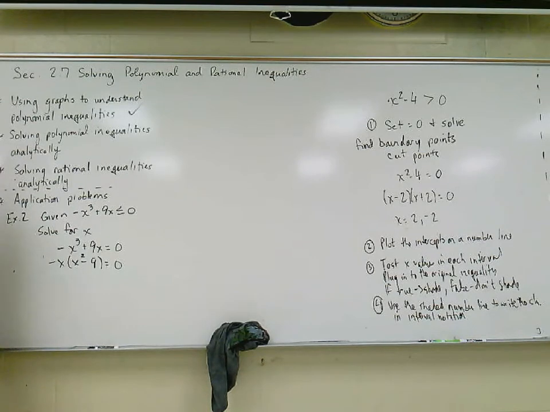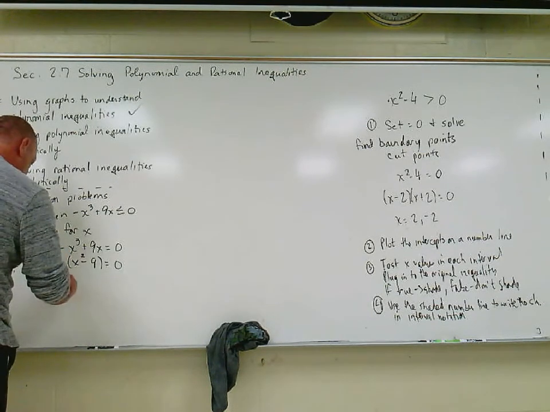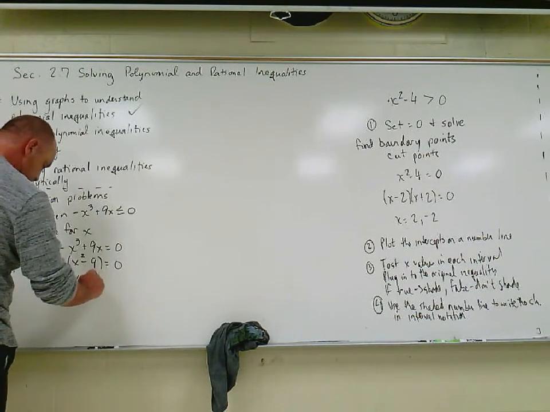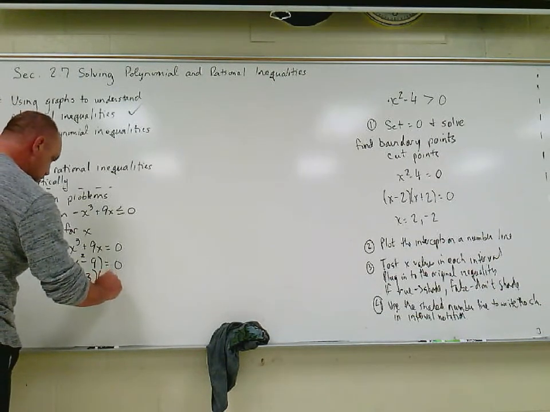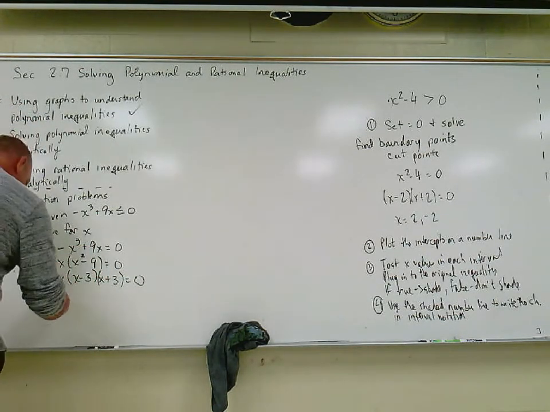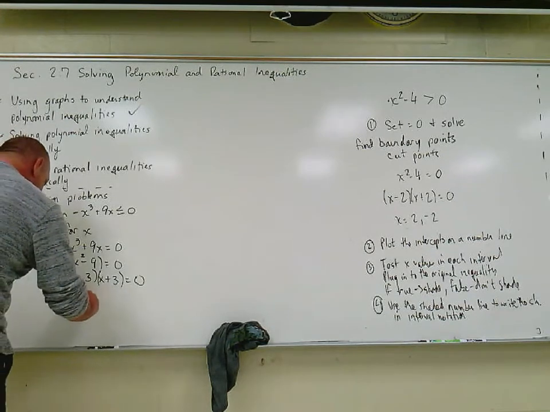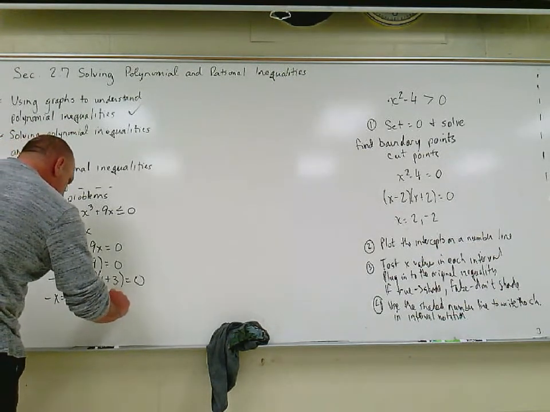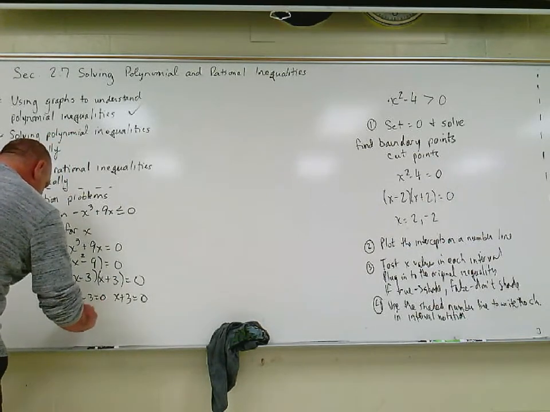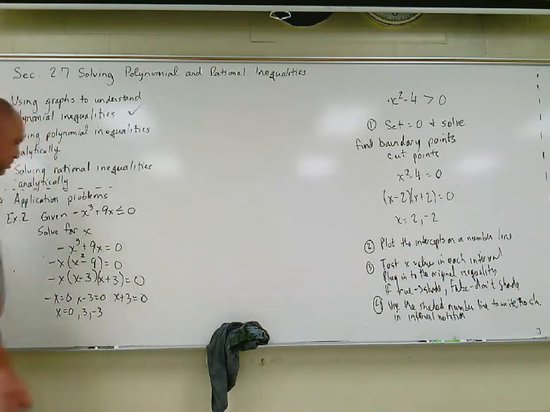X squared minus 9 is special because it's what? Difference of 2 squares. And difference of 2 squares will factor how? x minus 3, x plus 3, either one. There you go. And now I have my 3 linear factors. I can set each factor equal to 0, and I get x is 0, 3, and negative 3.